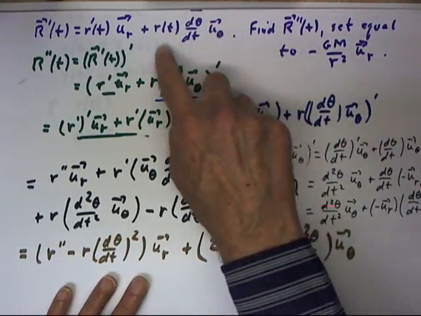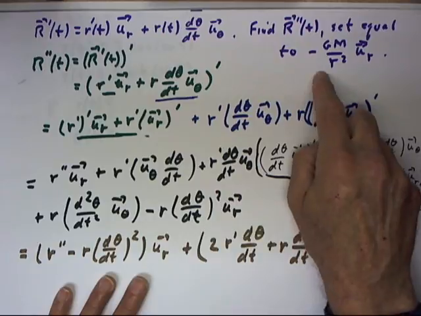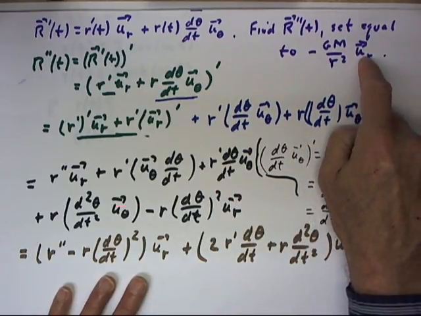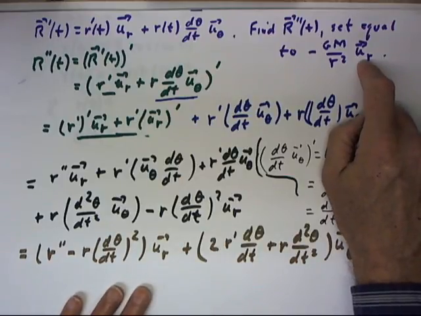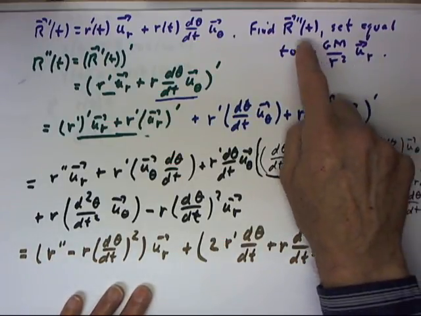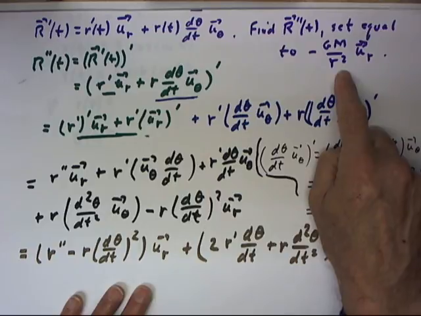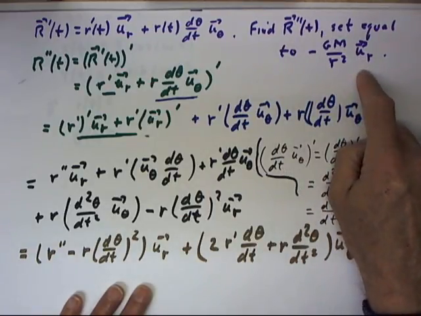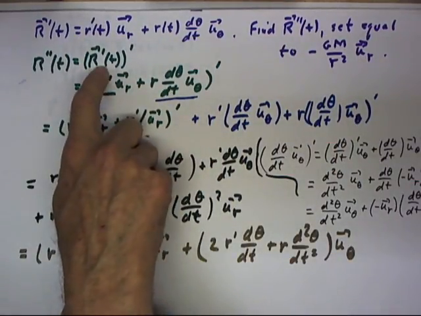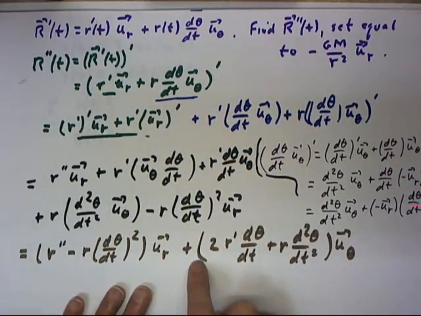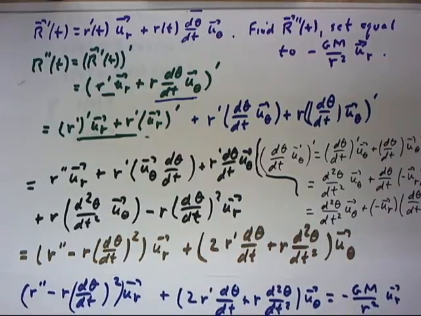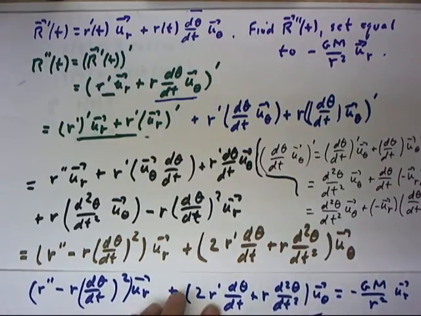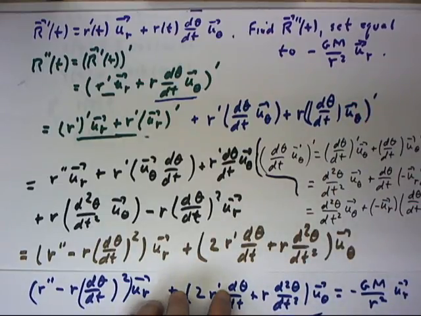So our goal was to find r double prime, set that equal to negative GM over r squared u_r, which is the acceleration of the planet toward the sun. This is one expression for the acceleration. This is another. We set them equal. We've gotten an expression for r double prime, worked through the details. Here's our expression. So we're going to simply copy that expression down and set that equal to the acceleration.